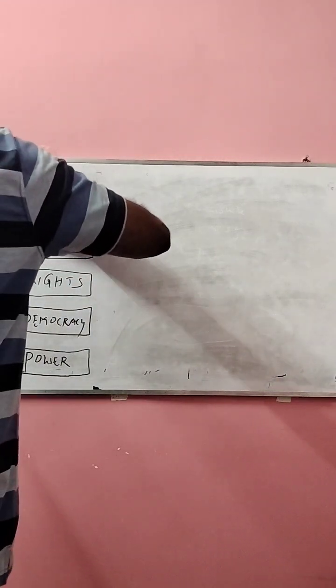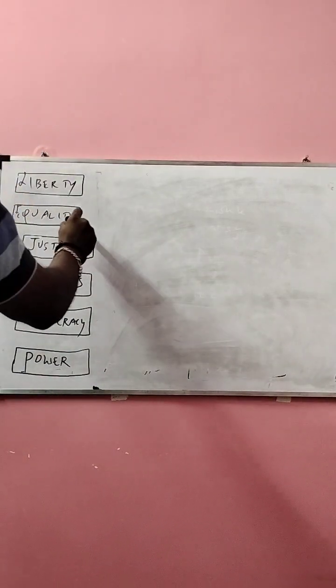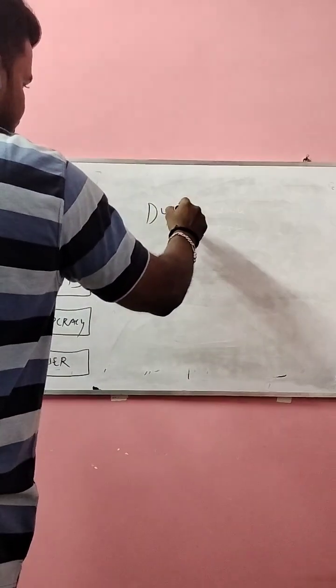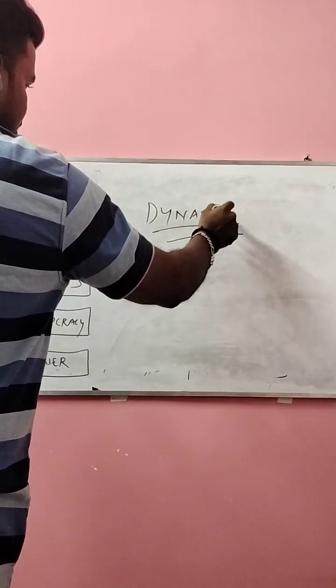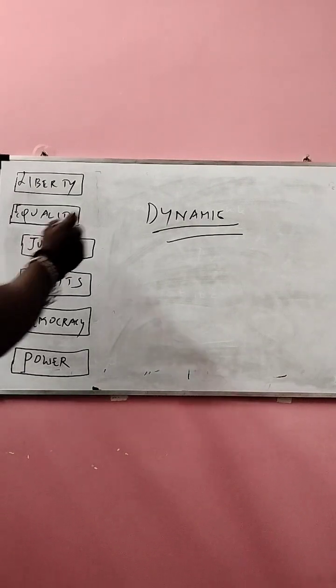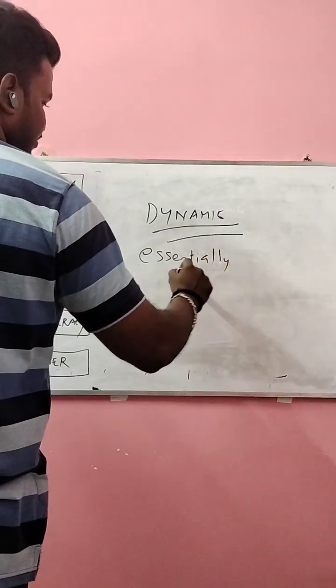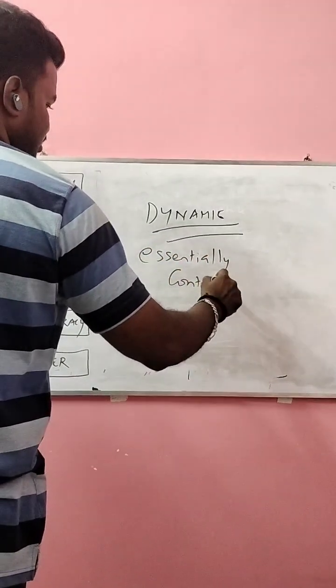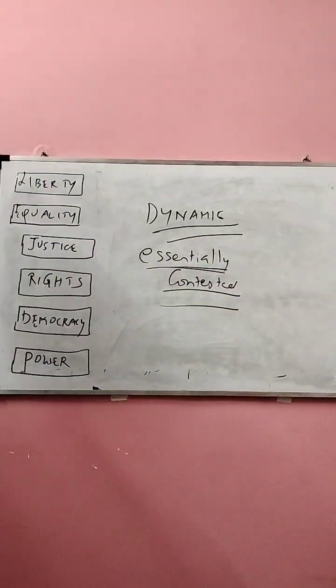Please keep in mind the 6 key concepts. All of them are dynamic in nature. There is no agreed definition or meanings attributed to the 6 concepts, so they are essentially contested. Never forget: if you are a student of political science, this should be the starting point of your analysis.